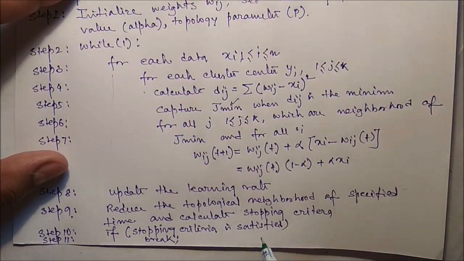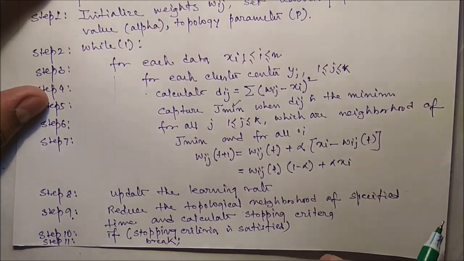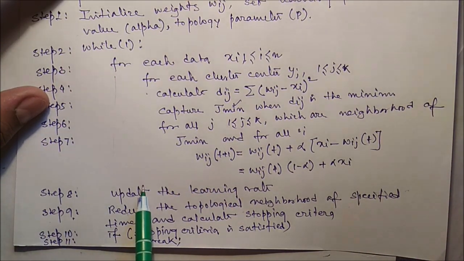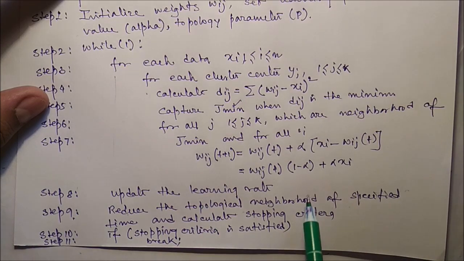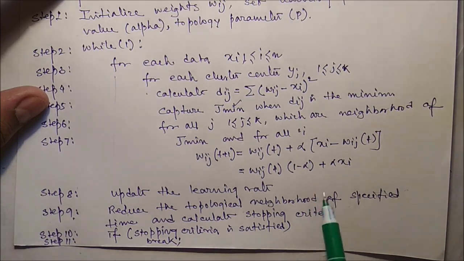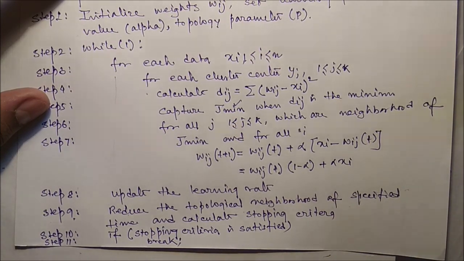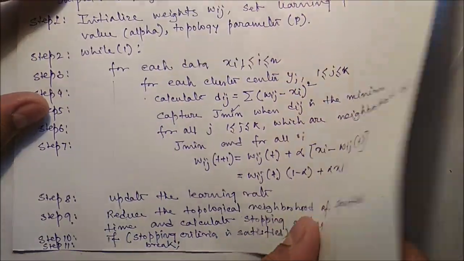Now to set the stopping criteria, we can do many things. So we can iterate the whole thing, say 100 times or 1000 times, or every time we have to check the successive weights. If the weights are not changing too much, then we can stop the algorithm. Next we will see one simple example.